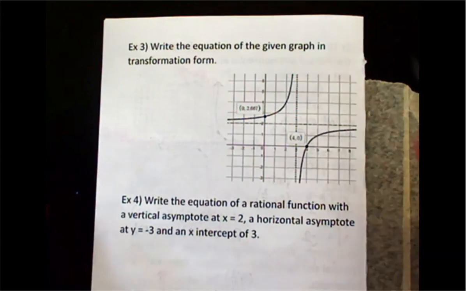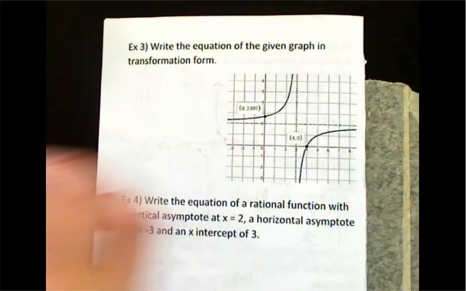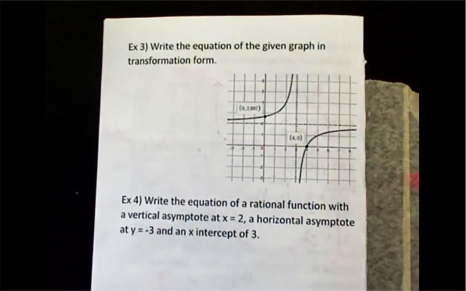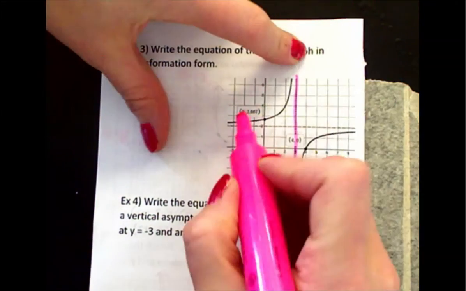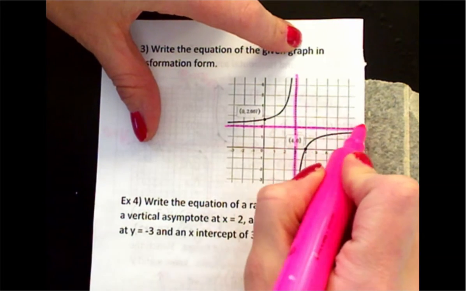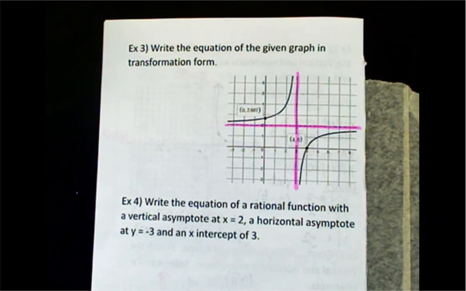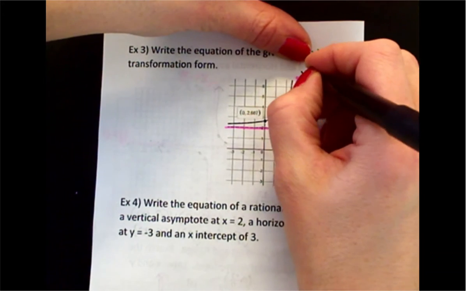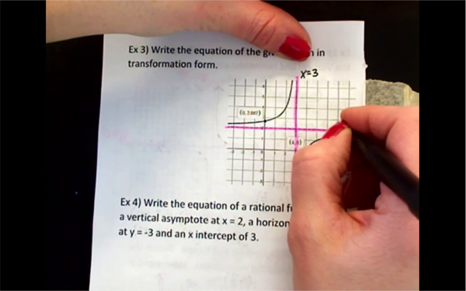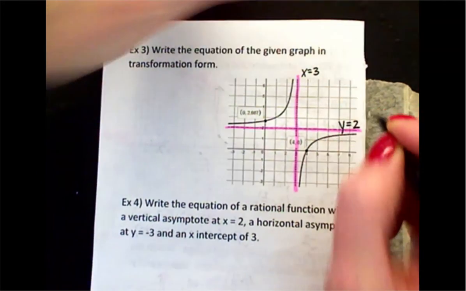Okay, we're going to start with writing the equation given the graph. Now the asymptotes are here, so I'm just going to go ahead and highlight them so I can see them. They usually are dotted lines, but because I'm using a marker, I just made them solid. They're a little bit easier to see. And I'm going to label them 1, 2, 3. X equals 3. Y equals 2.